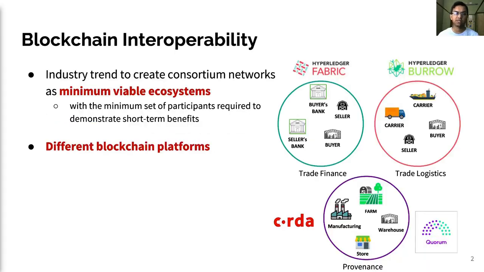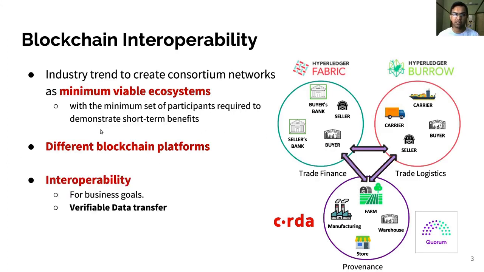So permissioned blockchain technology has been having a steady growth in its popularity over the last few years, and now there are several examples of its adoption in enterprise scenarios. But there has been an industry trend to create these enterprise networks as minimum viable ecosystems with the minimum set of participants required to demonstrate short-term goals. As a result, these networks have emerged as isolated silos in different spaces such as trade finance, trade logistics, provenance, etc. And often these different networks are being built with different blockchain technologies and platforms.